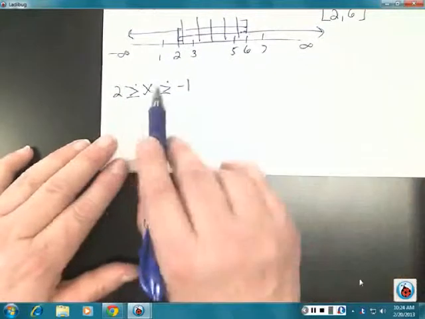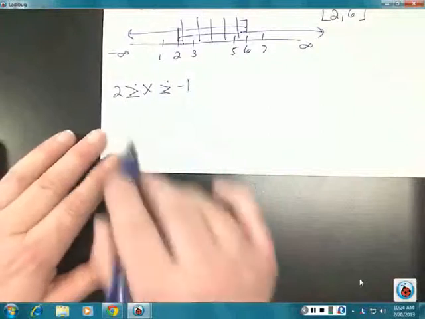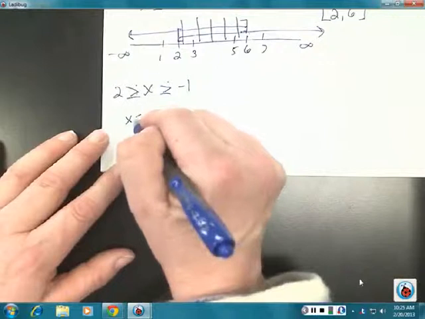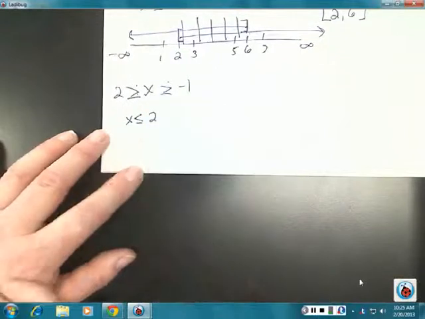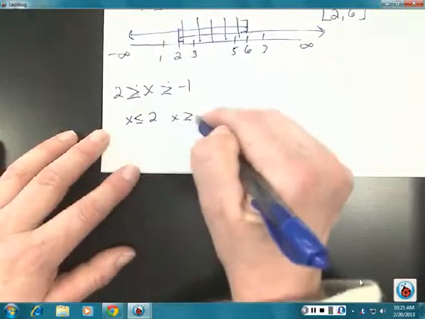Or x is greater than a negative 1 and x is less than 2. What's that one going to look like? So if I reverse it, I'm going to have x. The point is going to go towards the x still with a 2. And this one's going to be x is greater than or equal to a negative 1.